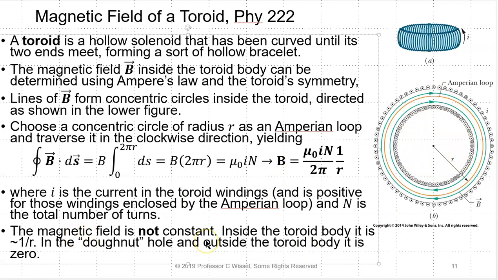Now, the magnetic field is not constant. Inside the toroid body, it is proportional to 1 over r. In the donut hole and outside the toroid body, it's 0.